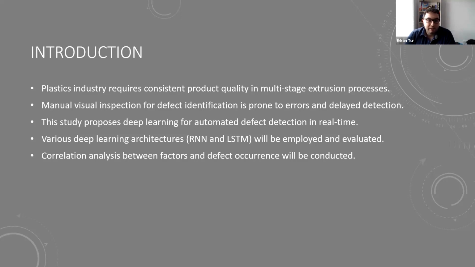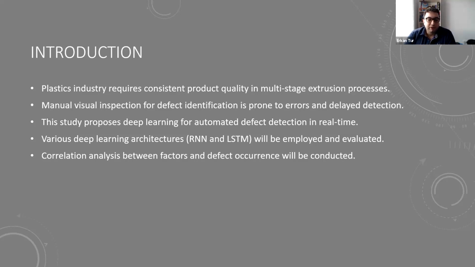The main objective of the study is to explore the potential of deep learning in automating defect detection in the multi-stage plastic extrusion process. The study aims to develop and evaluate deep learning models capable of real-time defect identification. By implementing deep learning for defect detection, the industry can improve product quality, reduce production costs, and enhance overall efficiency. Real-time defect identification enables immediate corrective actions, minimizing waste and enhancing customer satisfaction.